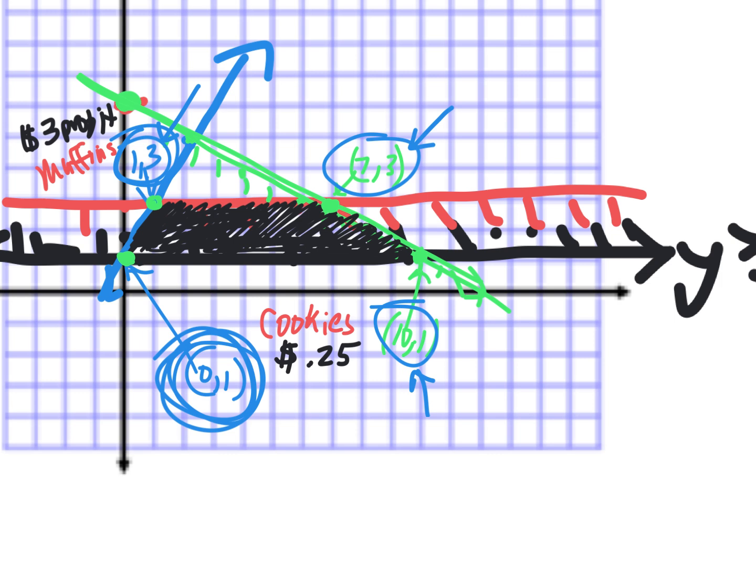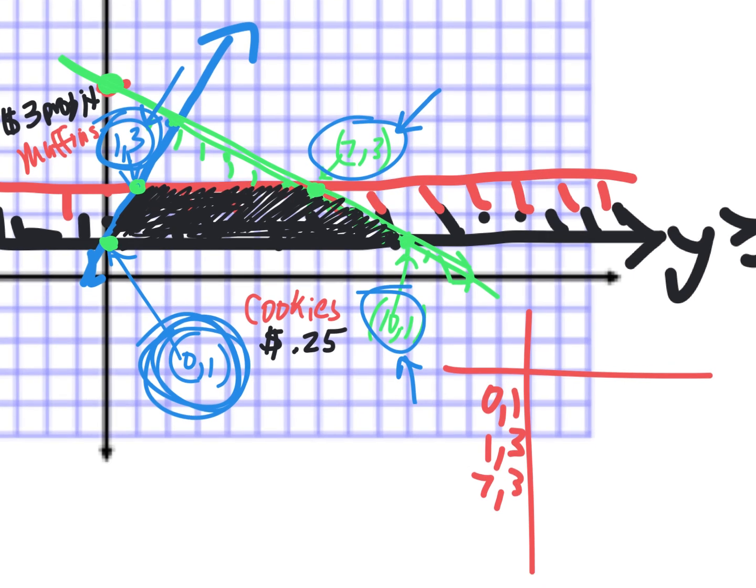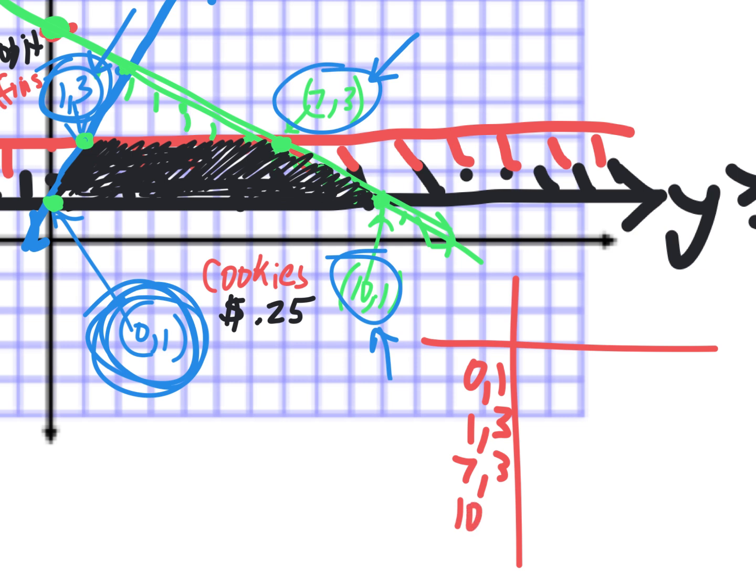All right. So anyway, I'm going to take my points and list them in a table. Everybody do that with me. Ready? 0, 1, 1, 3. Let's do them in the same order as each other. 7, 3. And 10, 1. Now we've got to figure out which one is going to make us the most money.